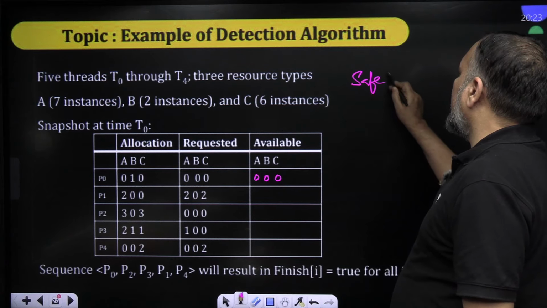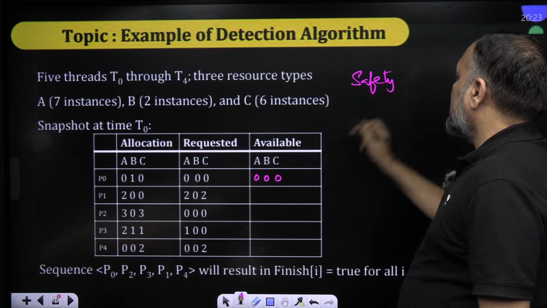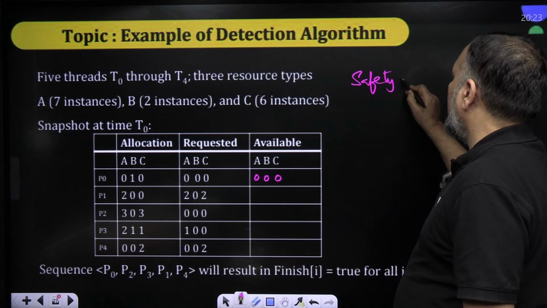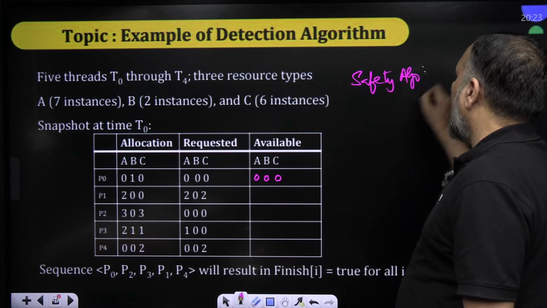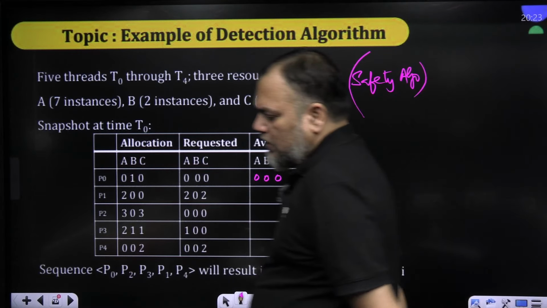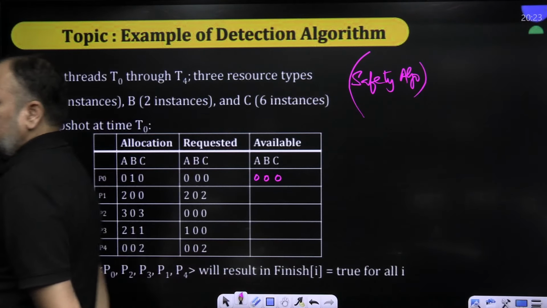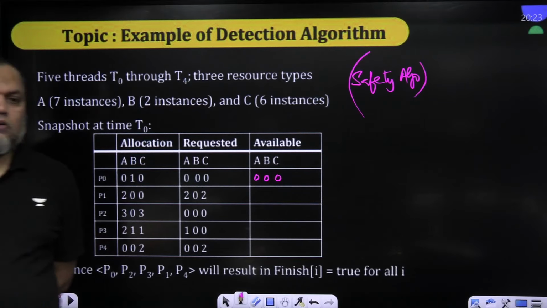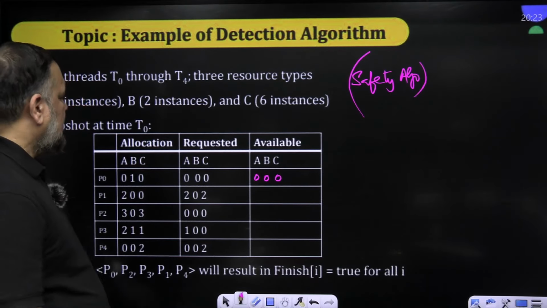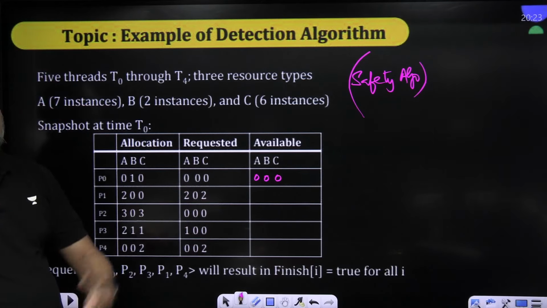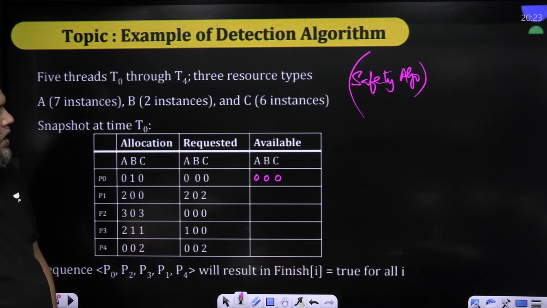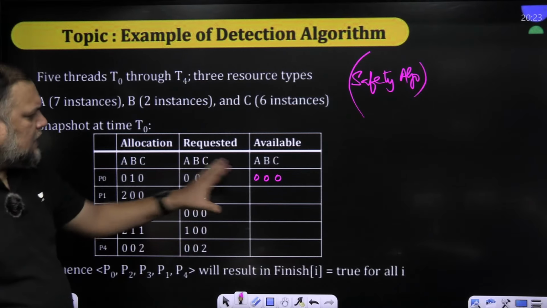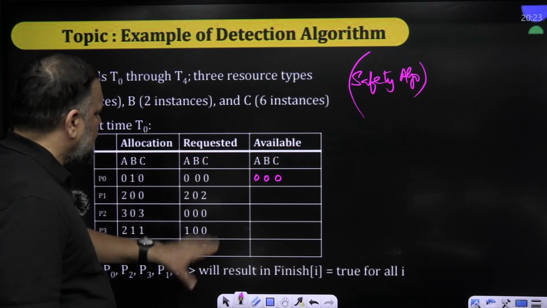System is said to be safe if there is no cycle, if there is no deadlock. Safety algorithm ki tarah karega. Agar system safe ho, there is no deadlock. Agar system basically deadlock ho, so that means if I cannot satisfy the request of all the processes, then we say the system is in deadlock. Aur jo processes ke request aap satisfy nahi kar sakte, then such processes are said to be in deadlock. Right now, if you observe, there is no deadlock.